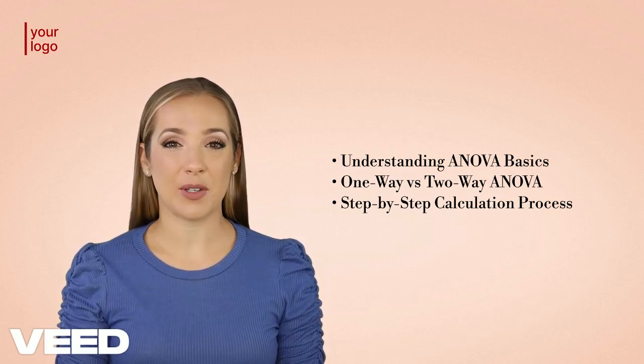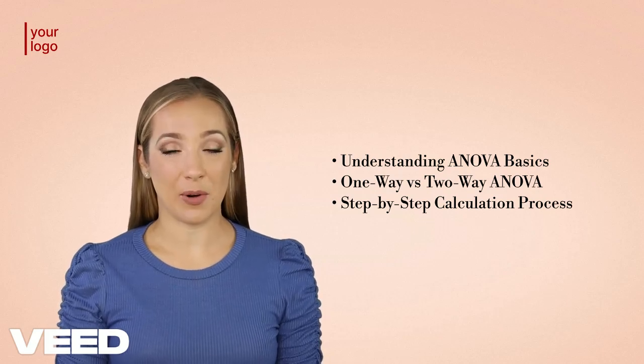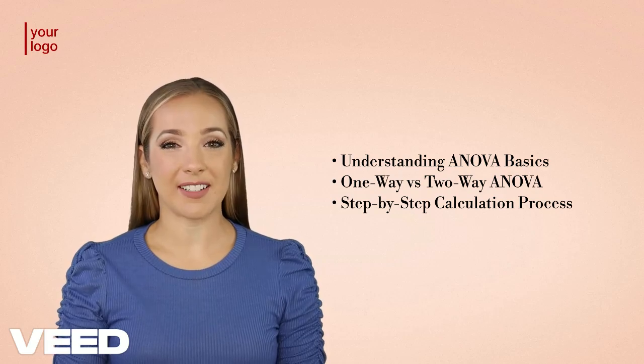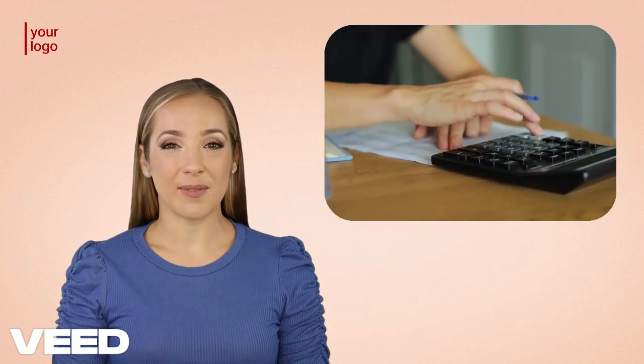One-way ANOVA is used when we have 1 categorical independent variable and 1 continuous dependent variable. For instance, comparing the sales performance of 3 sales teams. Formula for one-way ANOVA: F equals between group variance divided by within group variance.